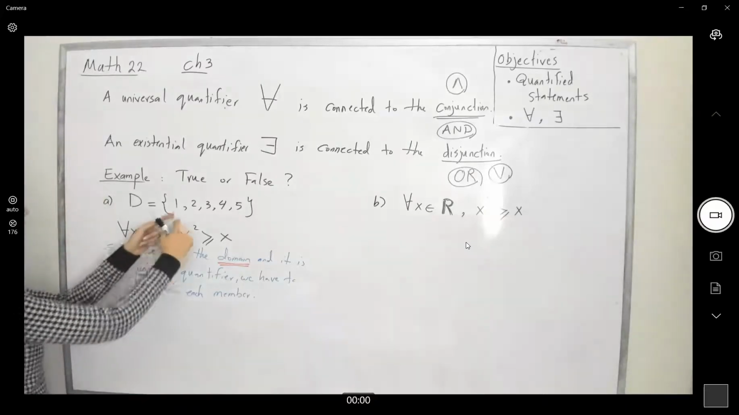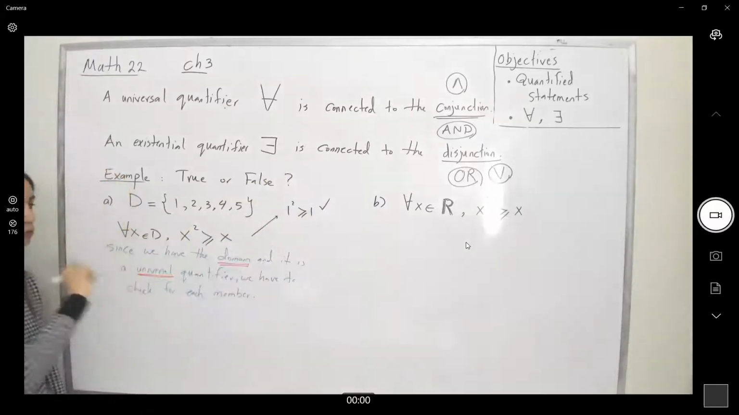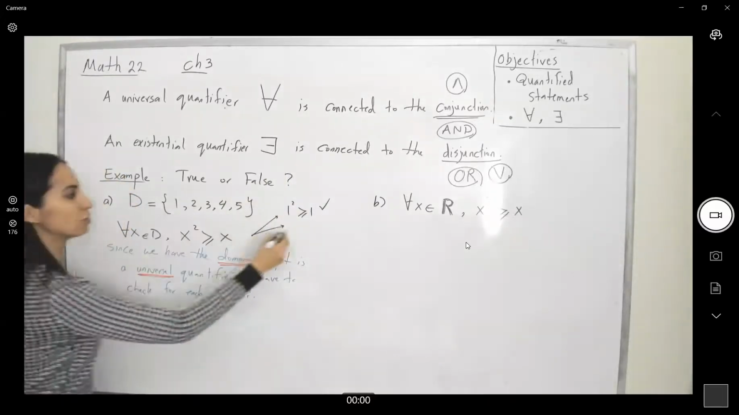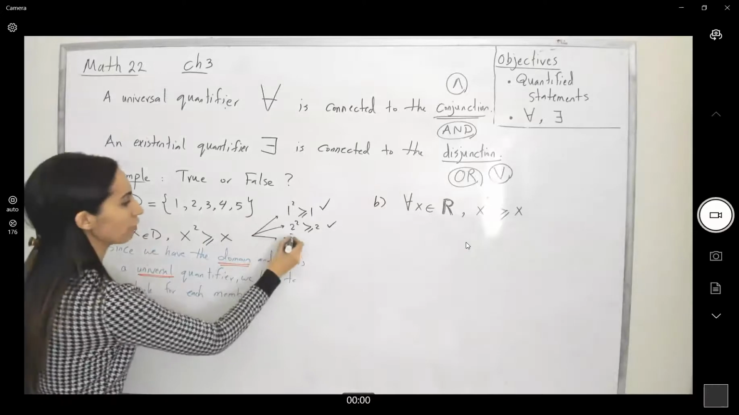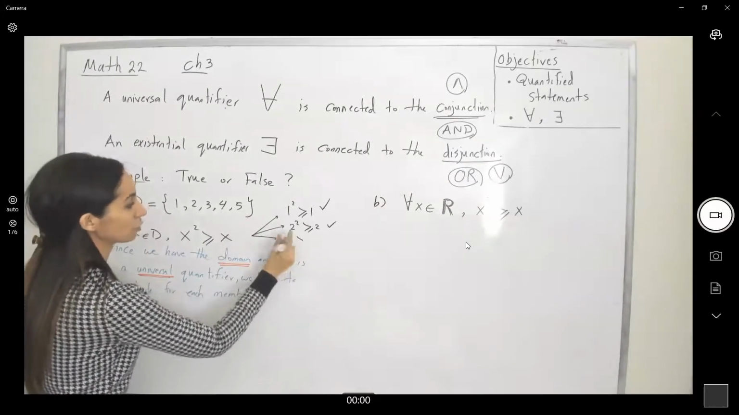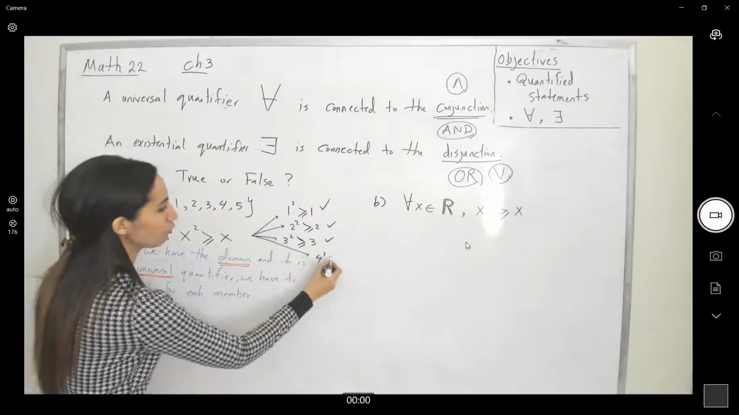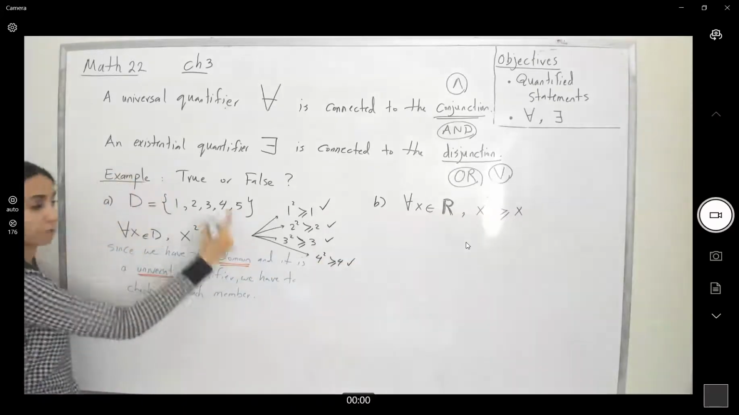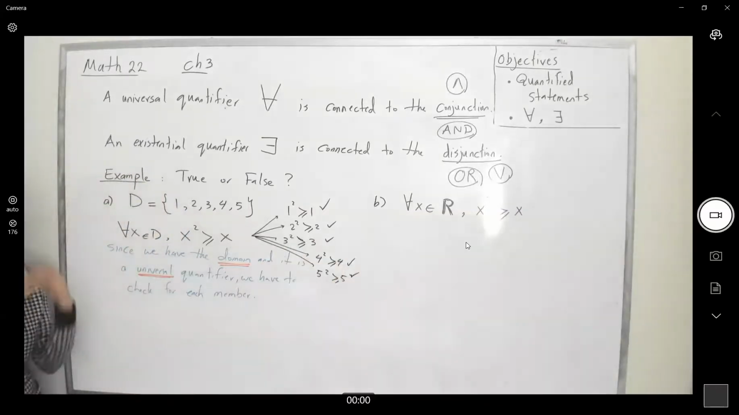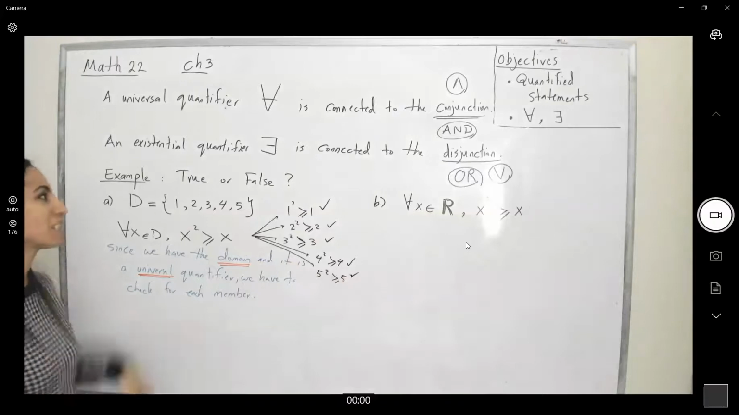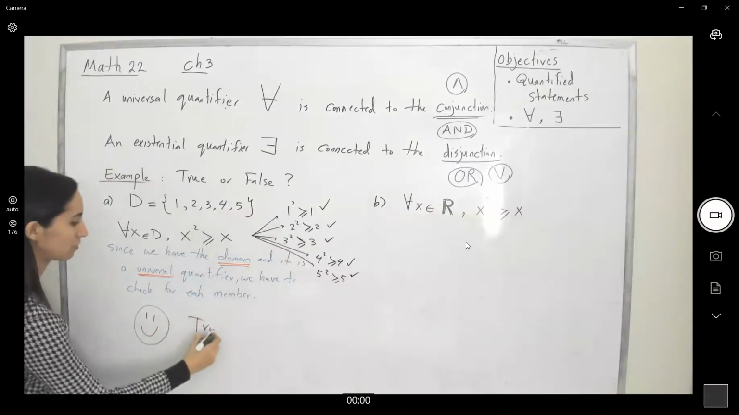Okay, so if I plug in 1, I have this: 1 squared is greater than or equal to 1, and it is true. If I plug in 2, I get 2 squared greater than or equal to 2, which is true. The same for 3 to the power 2. If I plug in 4, it's of course true: 4 squared is greater than or equal to 4. And if I plug in 5, 5 squared is greater than or equal to 5. So it is satisfied for each of these members in the domain. So we're happy. This is a true statement.